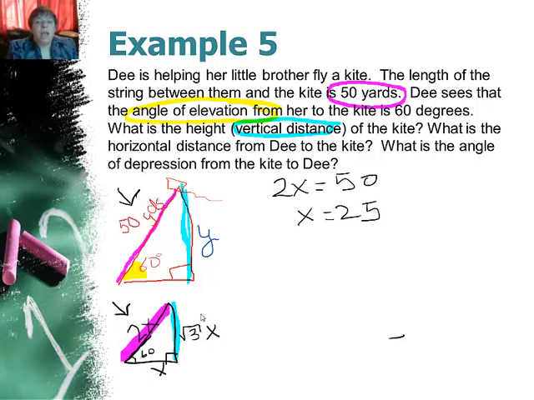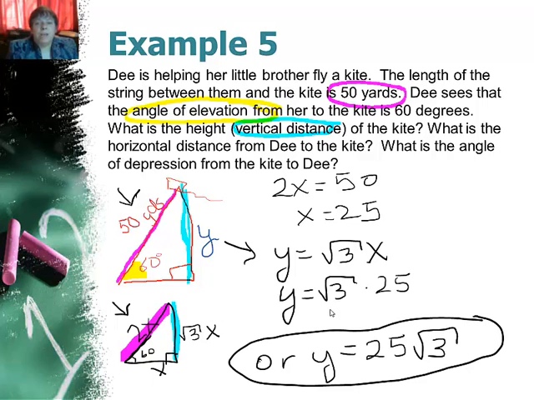Then I know that y has to equal square root of 3 times x. And then I put in what x is, which is 25. But I don't like the 25 behind the radical. I put it in front since it's not inside of the radical. And that's my answer. So some of you may like this way a lot better than the proportion.